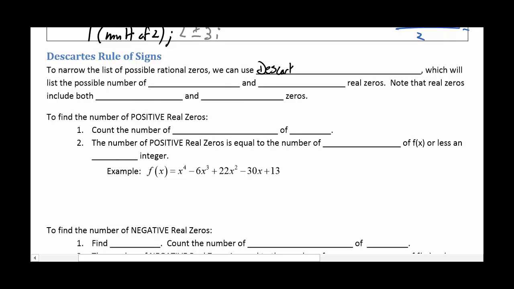Descartes' rule of signs, which will list the possible number of positive and negative real zeros. Note that real zeros include both rational and irrational zeros.